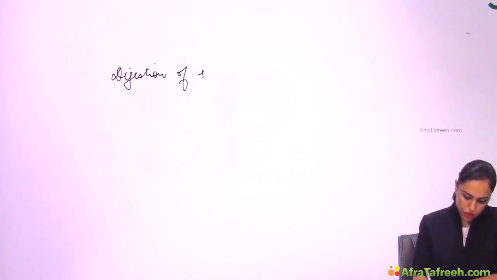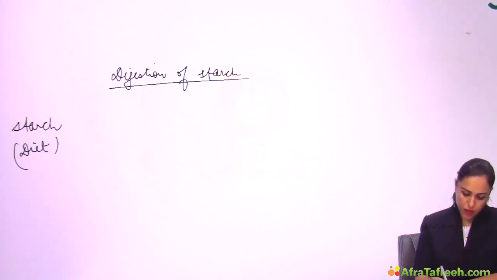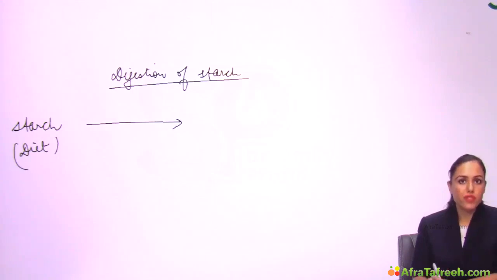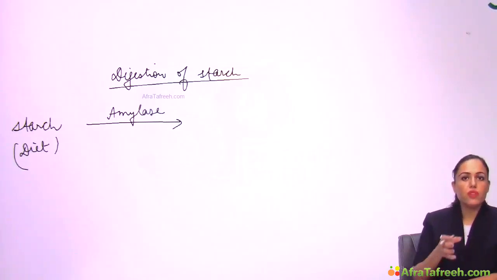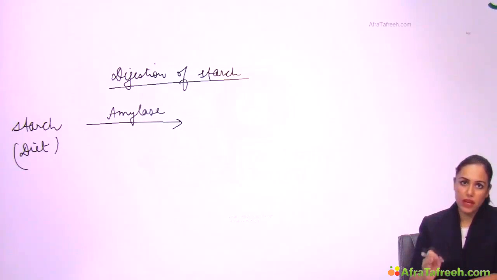Now let's see digestion of starch. Starch is a plant product coming in our diet. When starch comes in the diet, it will go to the intestine. First, it will be broken down by which enzyme? Amylase. It is not starchase. It is amylase because starch is made up of amylose and amylopectin. That's why the name amylase, right?